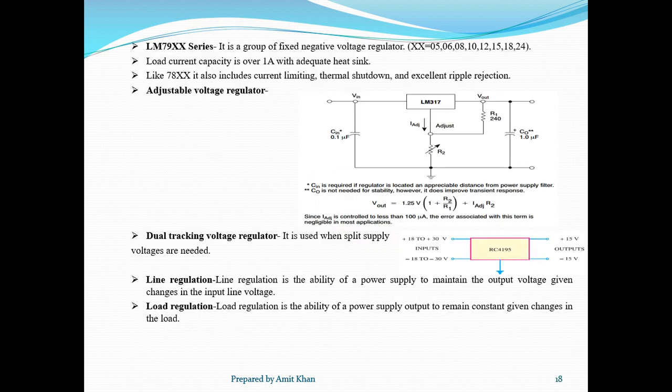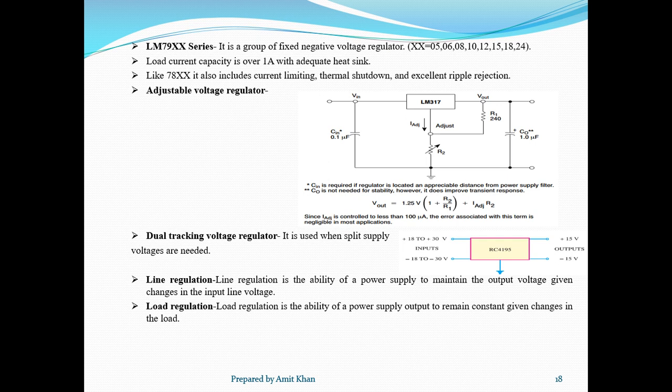Next comes the LM79 series. It is a group of fixed negative voltage regulators. That means suppose 7905 will produce minus 5 volt, 7910 will produce minus 10 volt. Next is the dual tracking voltage regulator.